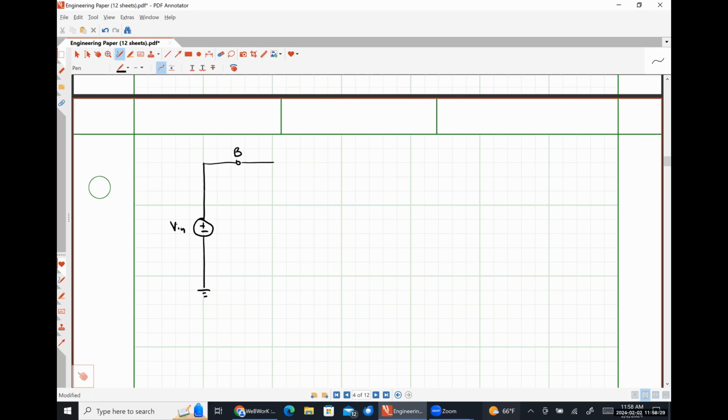So here's my base. Here's my resistance, R pi, over which I have my voltage, V pi.